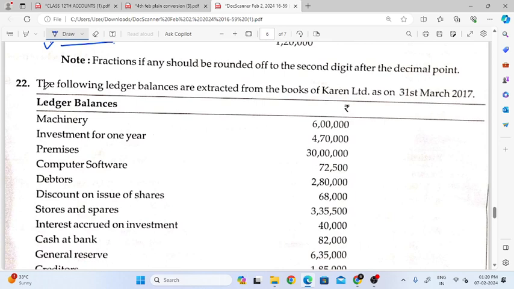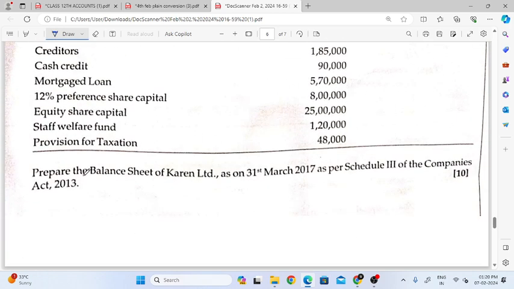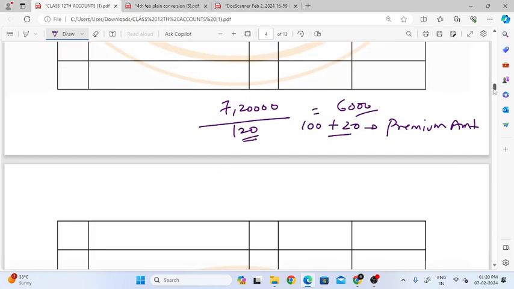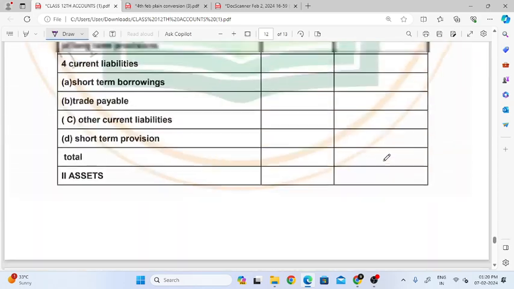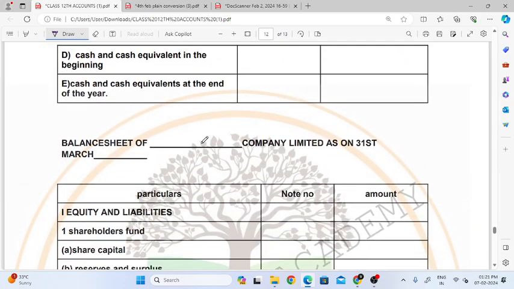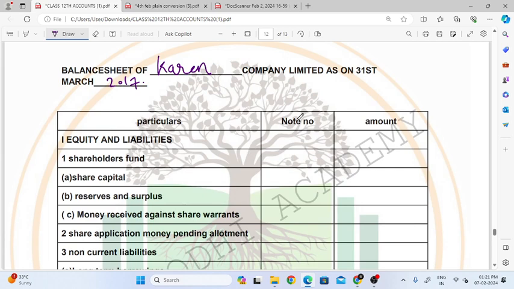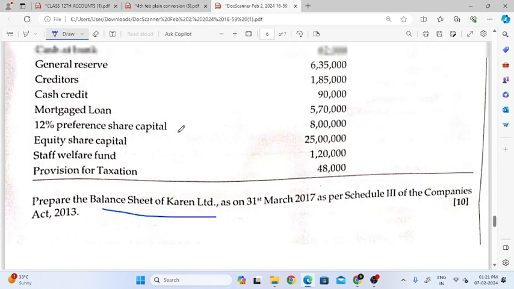Then next, the following ledger balances are extracted from the books of Caron Limited as on 31st March 2017, and here you have to prepare the balance sheet of Caron Limited as on 31st March 2017. Okay, particulars, note number and amount. This is how we have to prepare the balance sheet.